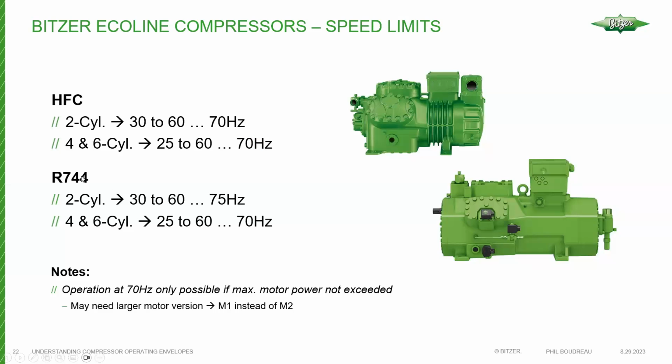And then with R744, otherwise known as CO2, the 2-cylinder, 30 to 60 again, and then 25 to 60 for the 4 to 6-cylinder compressors, with the possibility of overspeeding as well. But note that as you speed up a motor, the motor's doing more work. We can run into that possibility where we're using most of the motor at 60 hertz, and if we try to go beyond that, we don't have enough motor. This can result in a trip. So again, there's a possibility of running trans-synchronous speeds, meaning above 60 hertz, but it depends on the operating conditions. The higher the pressures that we're operating the compressor at, the further limitations may be applied.